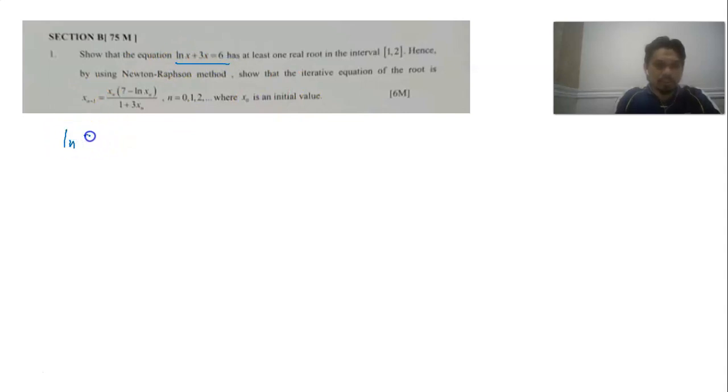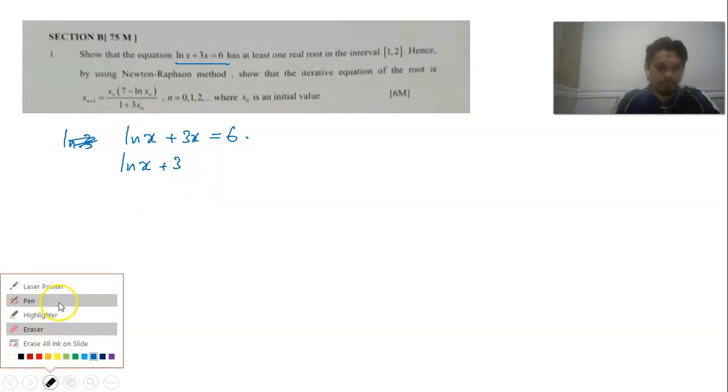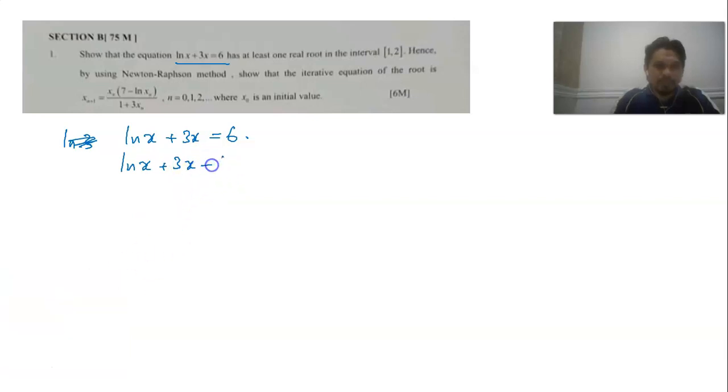Okay, natural log of x plus 3x equal to 6. So natural log of x plus 3x minus 6 equal to 0. So let's consider this as f(x). f(x) equal to natural log of x plus 3x minus 6.